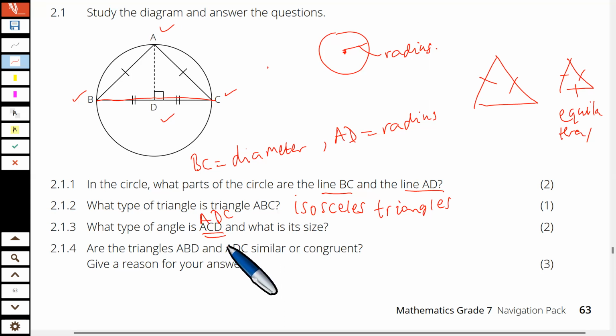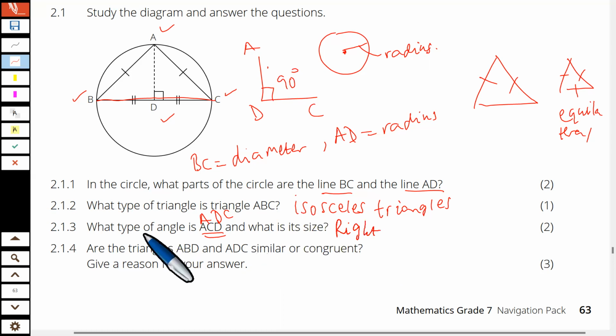Okay, that's fine. If you get angle ACD in ADC, is this angle there? ADC, what is this angle here? It is called a right angle because it's the type of angle. It is called a right angle, and the size is 90 degrees.